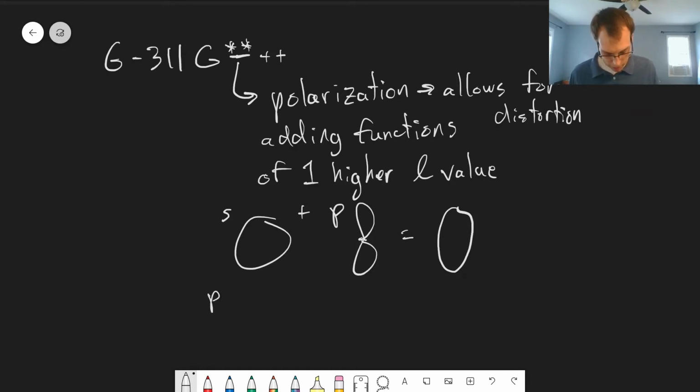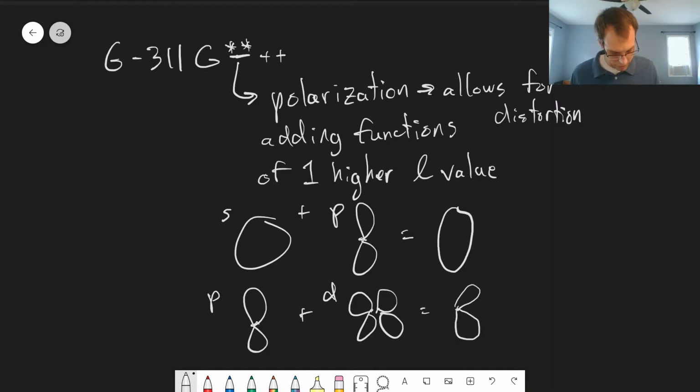Or say we have a p orbital, we add a d orbital to it, and maybe we add it partially, and that allows the p orbital to be pushed away from a particular direction. So these polarization functions are important, but of course we're adding more functions, and that's going to make the calculations take longer.